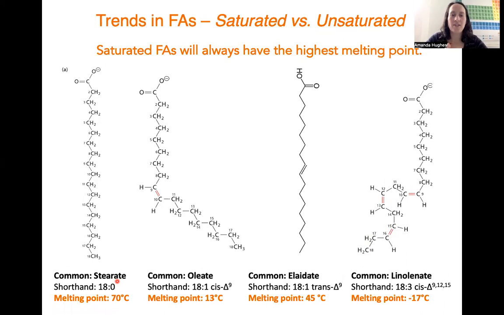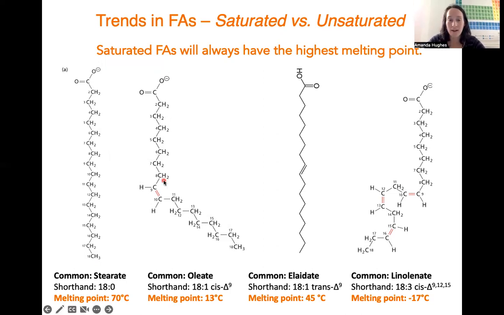So saturated versus unsaturated. Saturated fats mean that every carbon atom in the chain is saturated with hydrogens. So your saturated fatty acid has a melting point of 70 degrees Celsius. This would be solid at room temp. Room temp is like 25 degrees Celsius. So anything over 25 would be solid. Anything under 25 will be liquid.